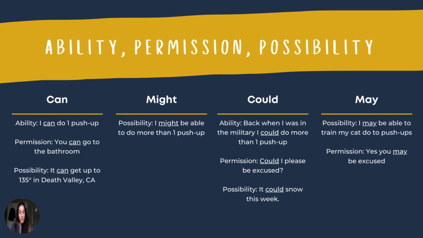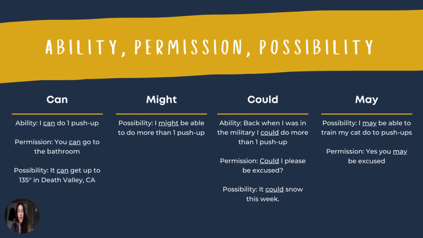Then if we move to could, for ability, one way to think about could in terms of ability is the past tense of can. Now this works for ability, but it doesn't carry over into permission and possibility. So for instance, I was in the National Guard back in the day. Back when I was in the military, I could do more than one push-up. Another way to say this could be, back when I was in the military, I was able to do more than one push-up.